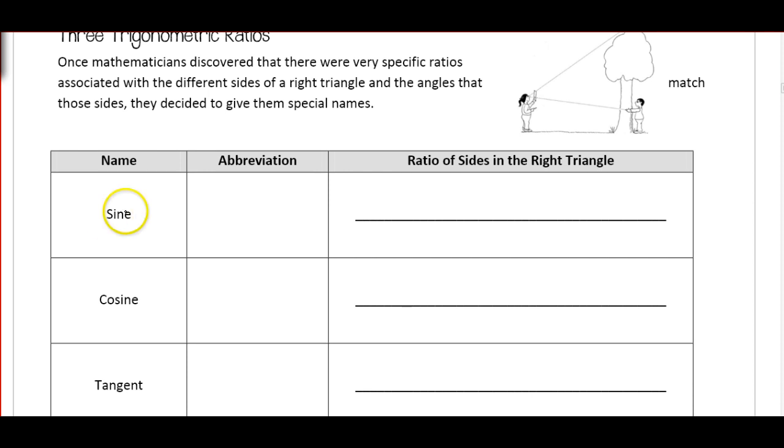So the first one is sine. It's spelled S-I-N-E, but we'll probably never write it in its full form again, so we just abbreviate it S-I-N, and make sure you don't say sin. We pronounce it sine even though we've written it as sin. And it's the ratio of the opposite side to the hypotenuse, and a lot of times you'll just see me write it as O over H.